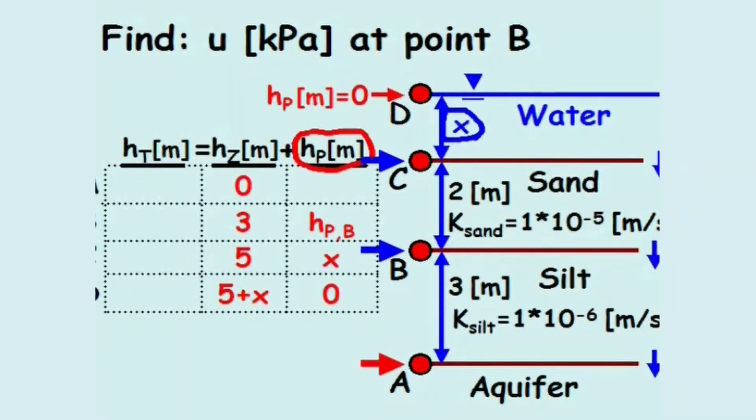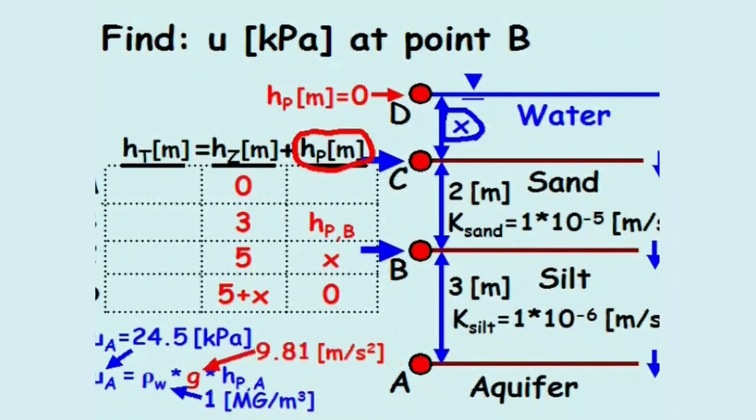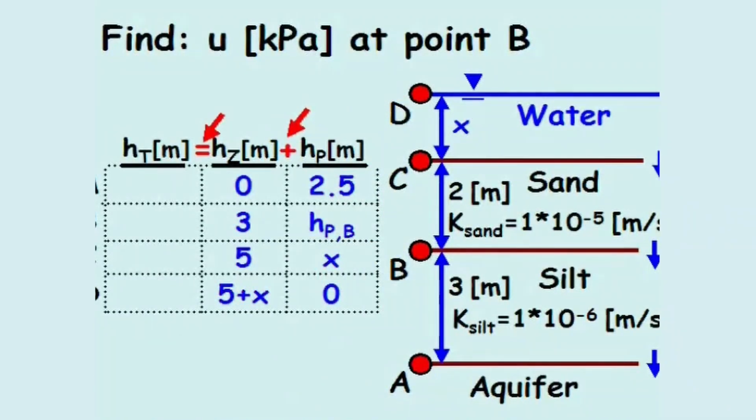We don't know the pressure head at point A either. However, we were given that the pore water pressure at point A is 24.5 kilopascals, and the pressure head can be computed by knowing the pore water pressure. Plugging in our values for the pore water pressure, the density of water, and the gravitational acceleration, we compute the pressure head at point A to equal 2.5 meters. Remembering the total head equals the elevation head plus the pressure head, we can compute the total head values for points A, B, C, and D.